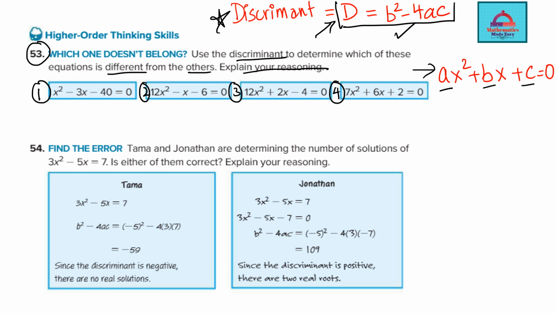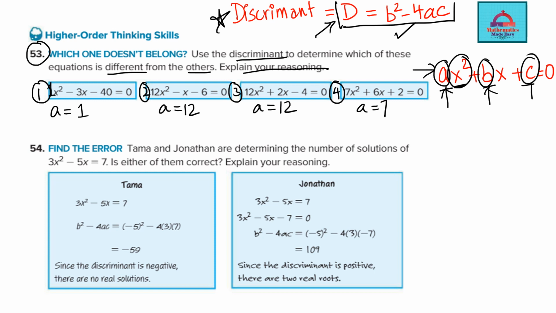Now, before I proceed to the next slide and we start finding the discriminant, the first step which I will explain here would be to identify the values of a, b, and c. So notice a is the number which is the coefficient of the x square term. So here in this question, your a would be nothing but 1. Here a would be 12. Here a would be 12 again, and here a would be 7. I hope you're able to identify. Similarly, we'll identify b and c.